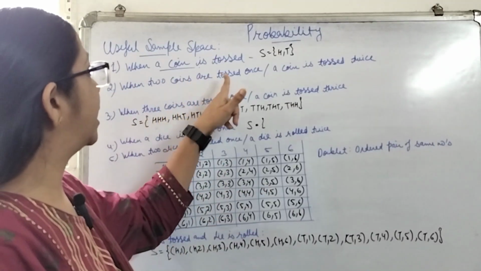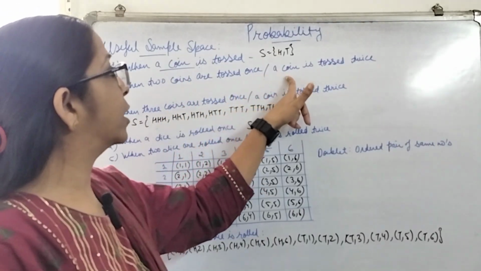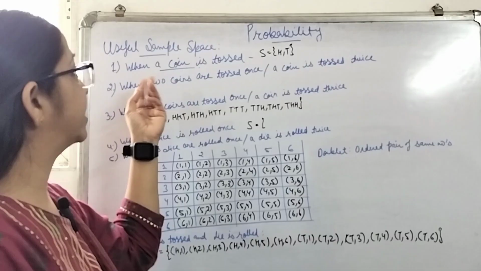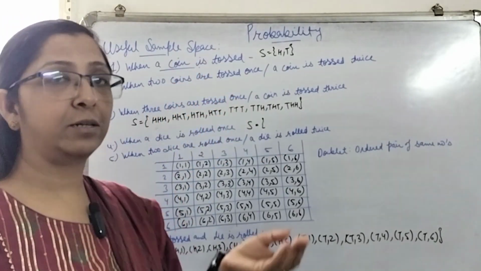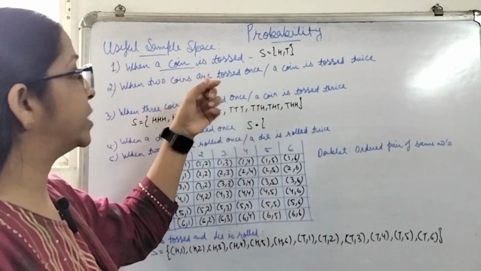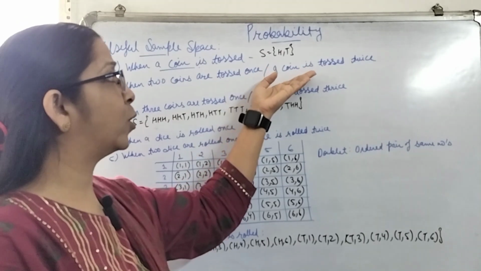When 2 coins are tossed once, or a coin is tossed twice: we are taking 2 coins and tossing these 2 coins once, or we can say a coin is tossed twice.